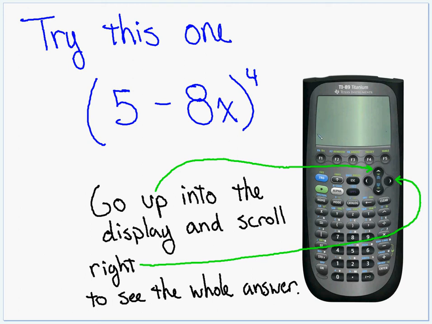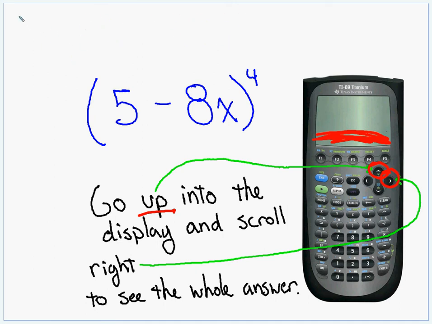I shouldn't use black ink on it. This red will stand out a little better. Maybe your answer will not fit on that much of a line. So what we can do is we can go up into the display using this up arrow. And then once our answer is highlighted, we can scroll to the right to see every term in our answer.